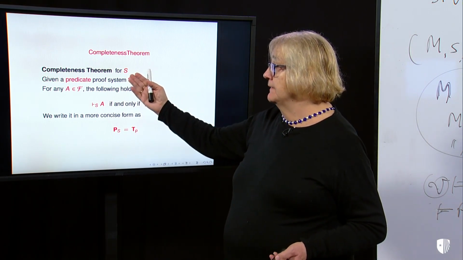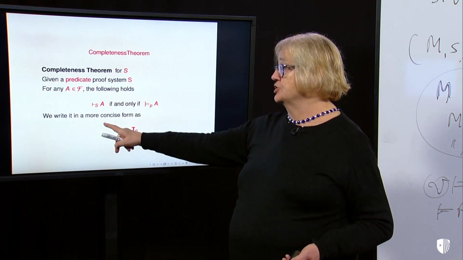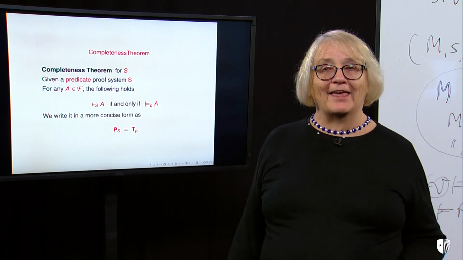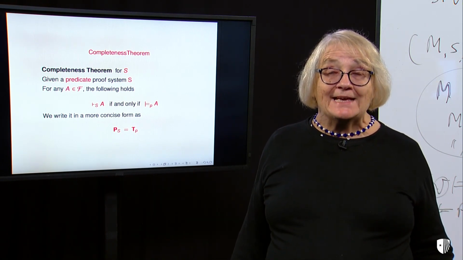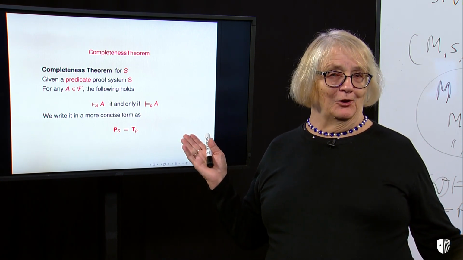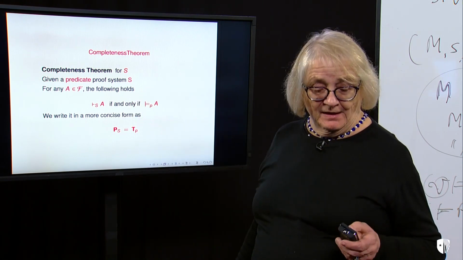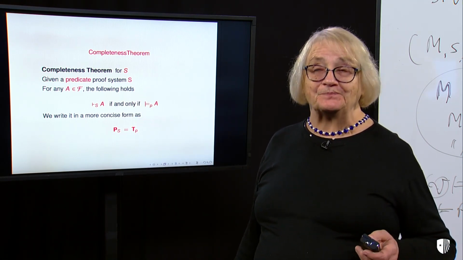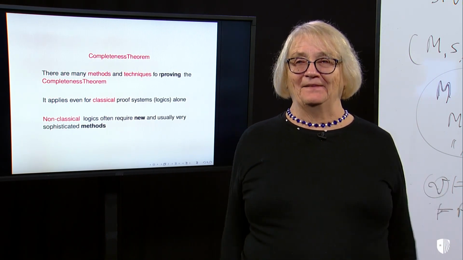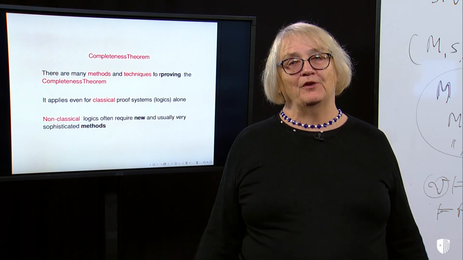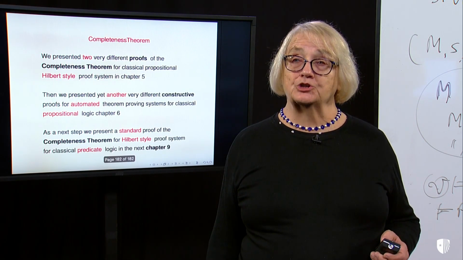The completeness theorem says a formula is provable if and only if it is a tautology. That is the shortest way of formulating the completeness theorem, that PS equals TP, and that will be our goal next time. Chapter 9 is a proof of the completeness theorem for classical predicate logic. And that's it. Next is a proof of completeness for the classical Hilbert-style predicate logic.